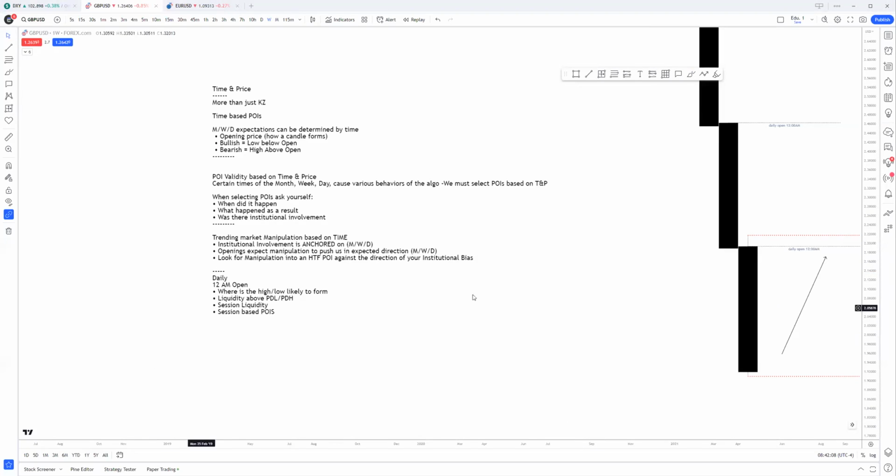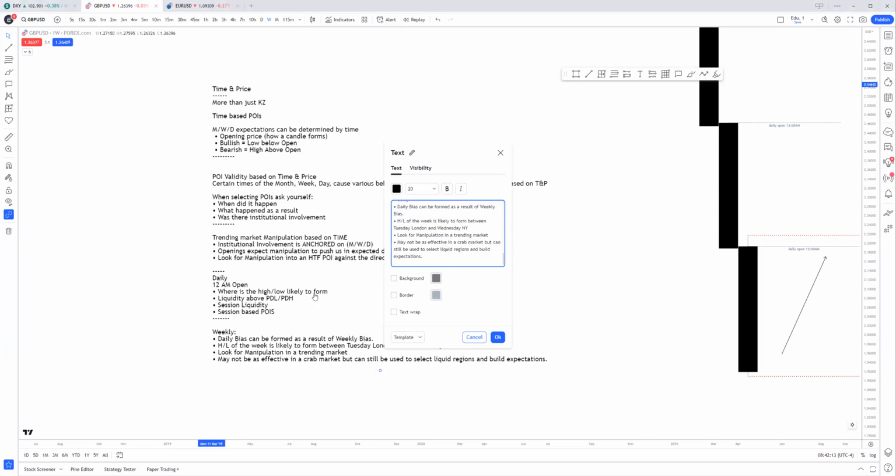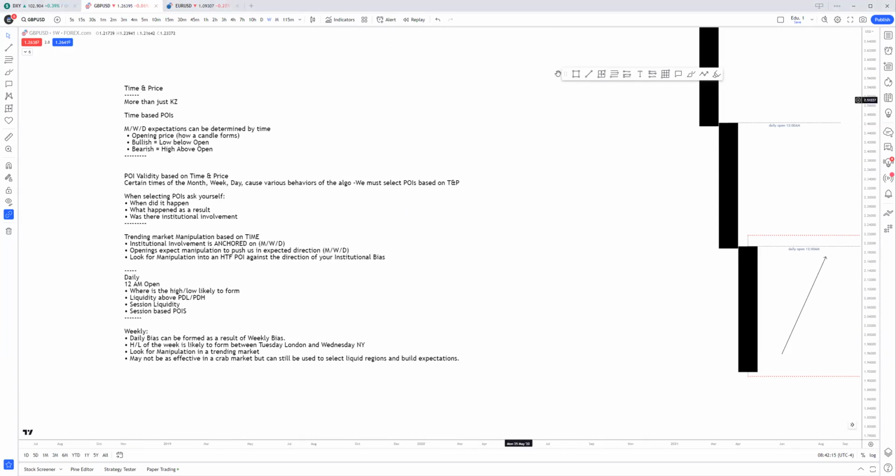Let's talk about the weekly here. Okay, weekly. The daily bias can be formed as a result of your weekly bias. So at the beginning of every single week on Sunday, I'll go back on the weekly time frame and put down your areas, your draws on liquidity, your next likely draws on liquidity. Where are we coming from, where are we going? These are the questions you always have to ask yourself, right?